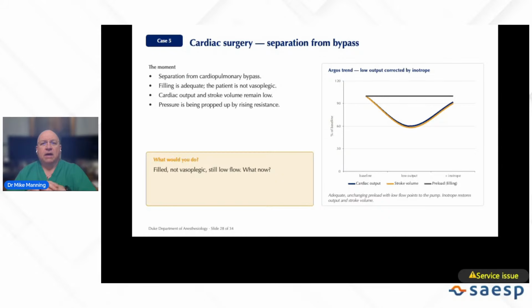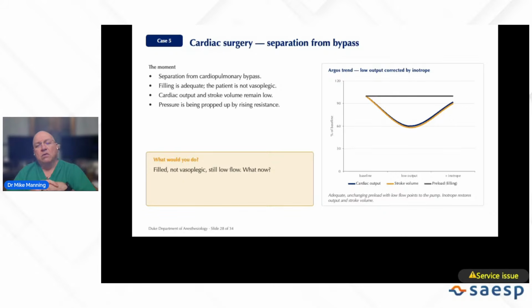The last case I use as an example was with cardiac surgery and separation from bypass. Now, at our institution, we typically don't use pulmonary artery catheters in patients with preserved ejection fractions. Everybody obviously gets an arterial line, but having this kind of a monitor helps us in the period after separation from bypass. And the filling was adequate on TEE, and the patient was not vasoplegic. Cardiac output and the stroke volume remained low. The pressure was propped up by rising resistance.